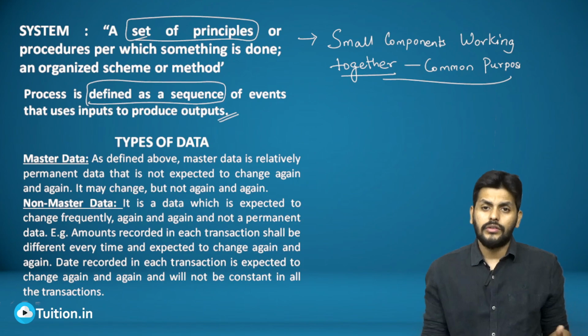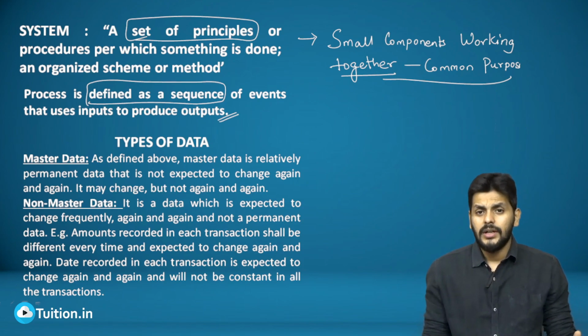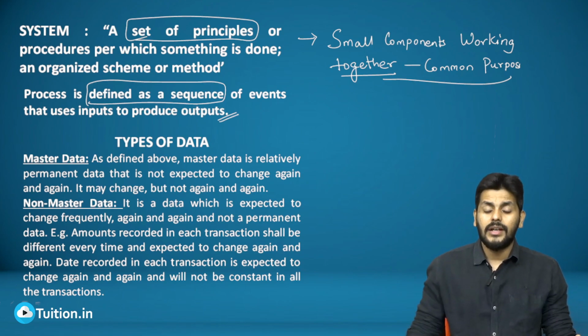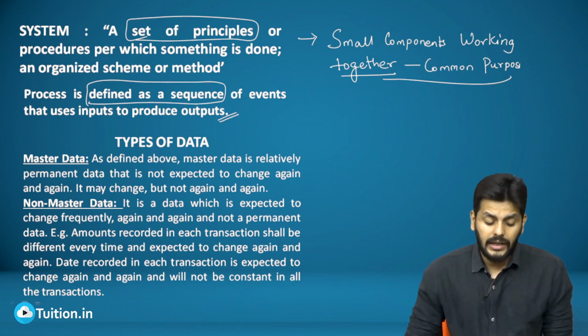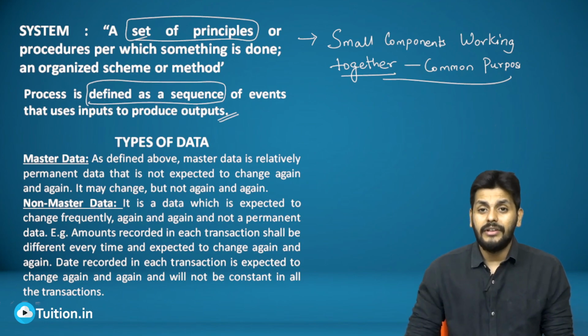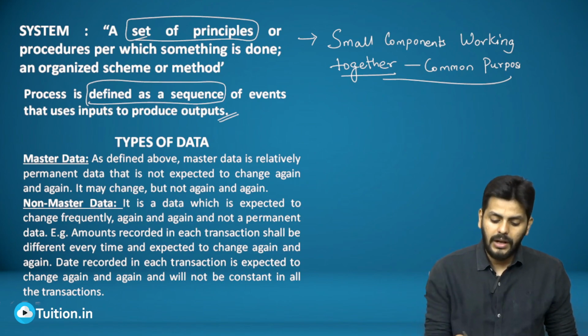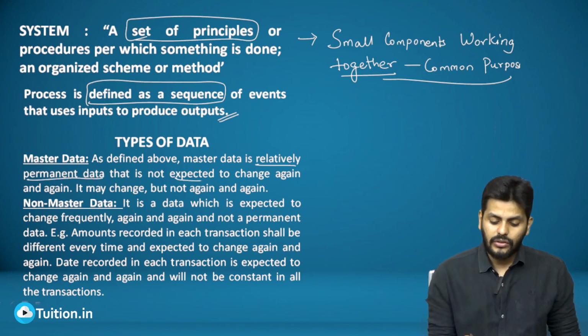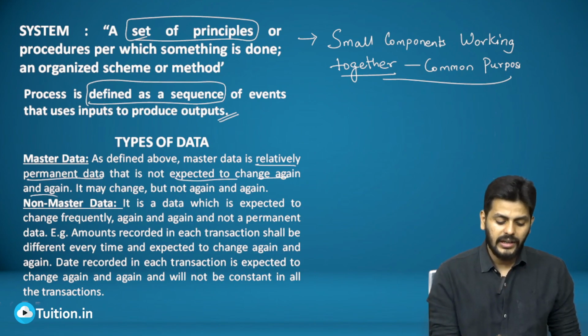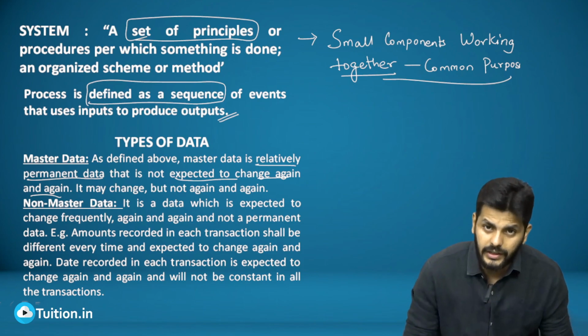So you know this, what is a system and what is a process. Like I told you in the first video, we will discuss once again the concept of master data and non-master data. Things are going to be easier here. So what is the concept of master data? Master data, as I told you, is relatively permanent data that doesn't change very often. It is not expected to change again and again.